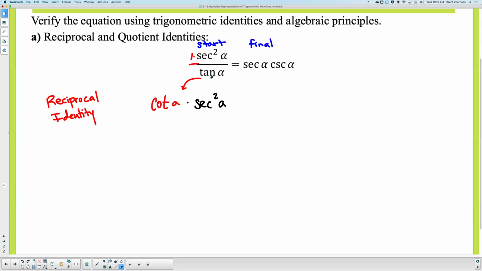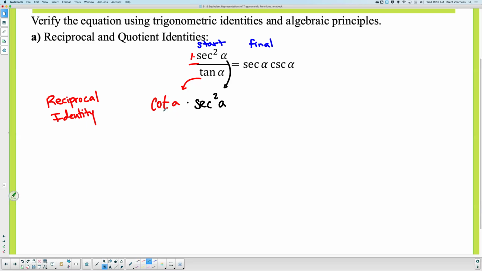Are you tracking with so far what I've done? The secant stayed as it was. 1 over tangent became cotangent. Now, let's change to sines and cosines. Change to the sine family. That's the easiest way to cancel everything out. Now that my fraction's gone, I can do that.